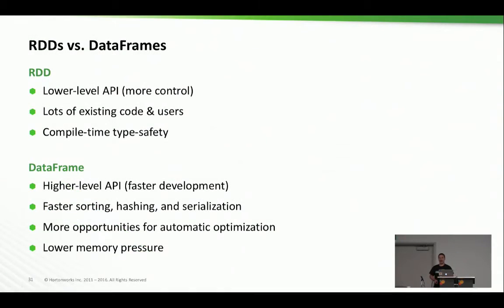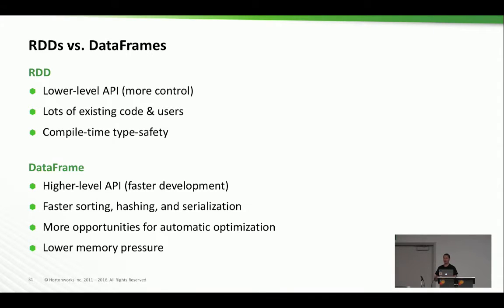Of course, again, let's go over this comparison. To summarize, RDDs are the lower level API. It gives you more control. You can cache things, you can perform lambda type manipulations and transformations. There's lots of existing code and users that publish code, because this is where Spark started, so all this code is already there. It provides compile time type safety. On the other hand, you have data frames, which is the higher level API.